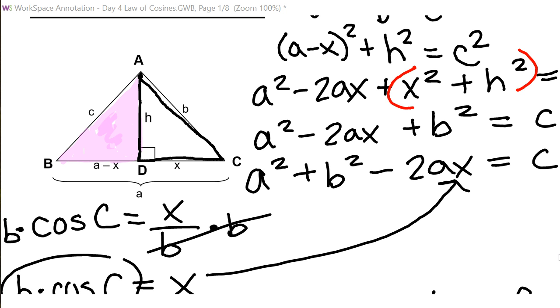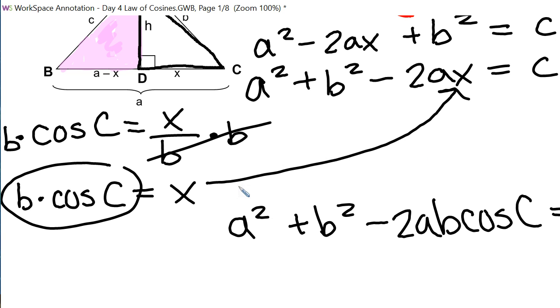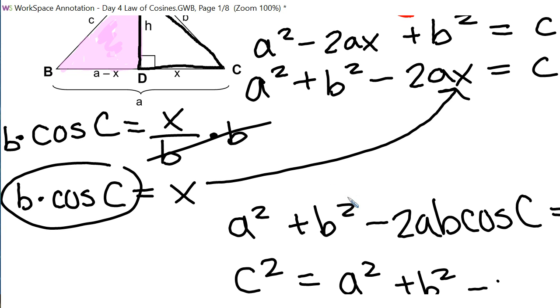So there are two versions for the law of cosine. Now most textbooks have the c squared written first. So let me write it the way that you'll see it in most textbooks. So c squared equals a squared plus b squared minus 2ab times the cosine of angle C. That's the main version. Now there's two alternative versions.